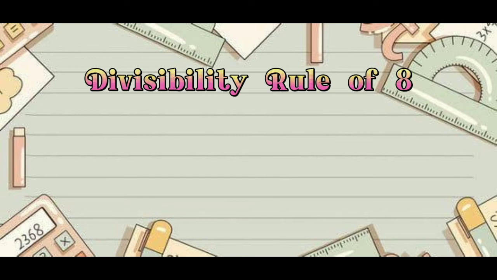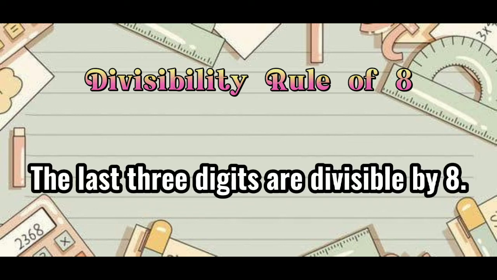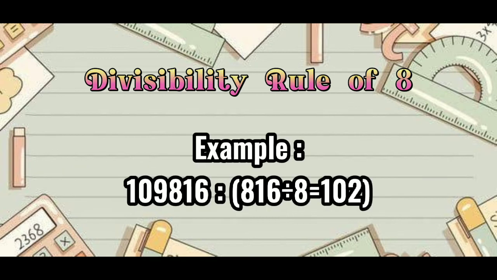Divisibility rule of 8. The last three digits must be divisible by 8. For example, 109,816. The last three digits are 816. 816 divided by 8 is equal to 102. Thus, it is divisible by 8.